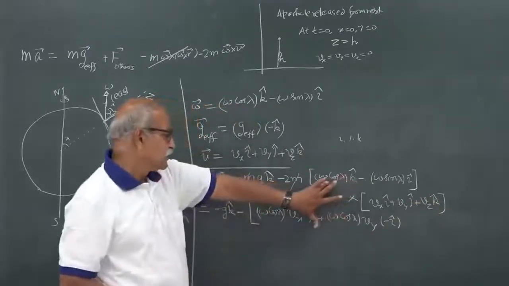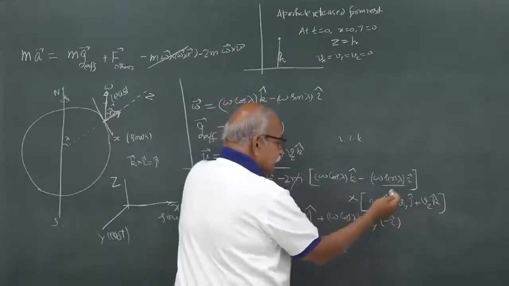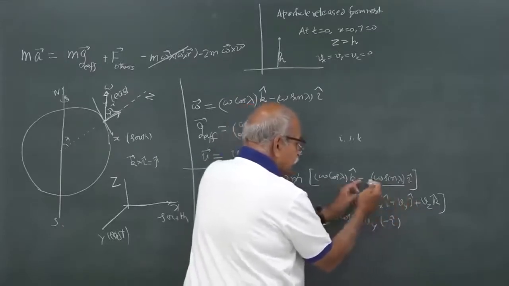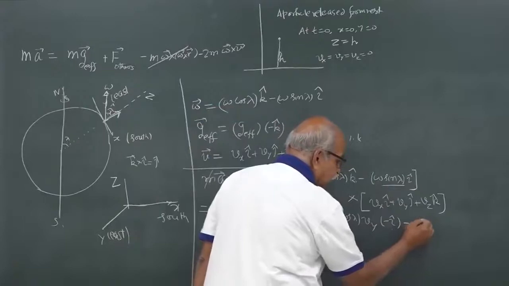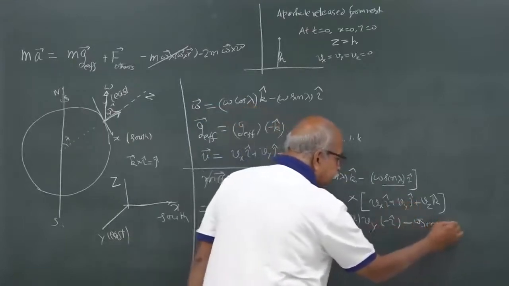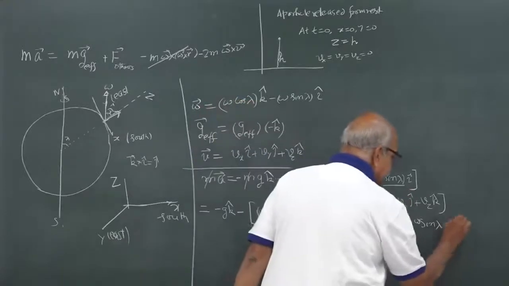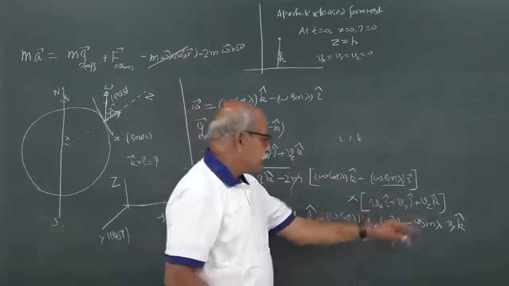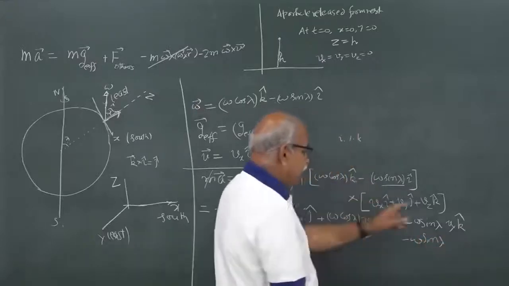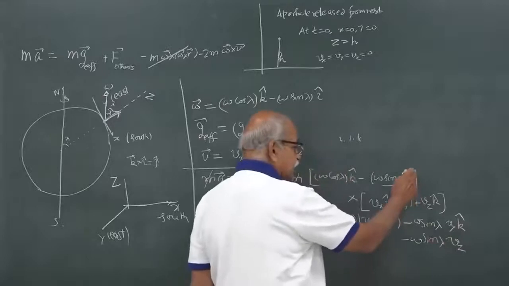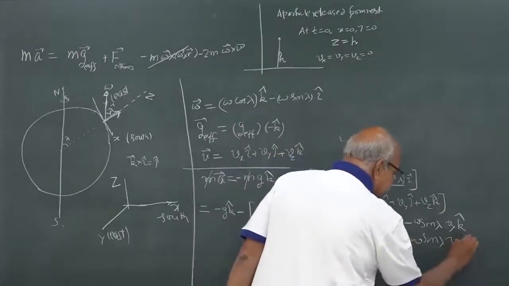So this is done. Now come to this one: minus omega sin lambda, and then i cap cross i cap is 0. So come here, minus omega sin lambda Vy, and i cap cross j cap, which will be k cap. So this is k cap. And then this one, minus omega sin lambda and Vz, and i cap cross k cap is minus j cap. So this becomes plus here, and this becomes j cap here.